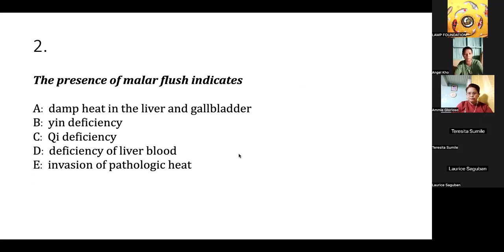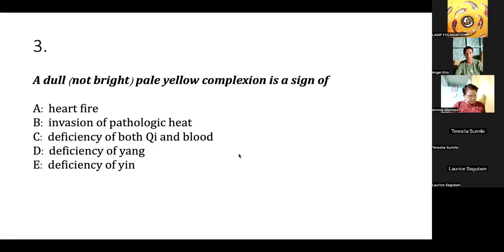Okay, follow up lang. Yes, thank you very much. Your answer is correct, Yin deficiency. Everybody should remember that. If a patient comes to you with malar flush, that could be Yin deficiency. And usually, yung constitution niya hindi mataba, medyo payat. Okay? Great. Let's go to number 3, Ma'am Angel.